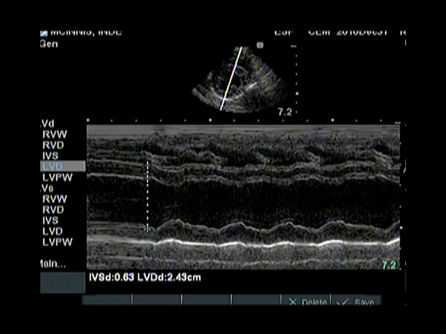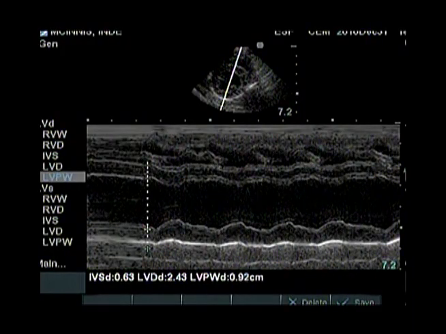Finally, the left ventricular free wall is measured by placing calipers at the endocardium of the left ventricle and at the outer wall of the left ventricle where it contacts the thick hyperechoic wall of the pericardium. Do not include pericardium in this measurement. Your caliper should be at the interface of the muscle and pericardium.